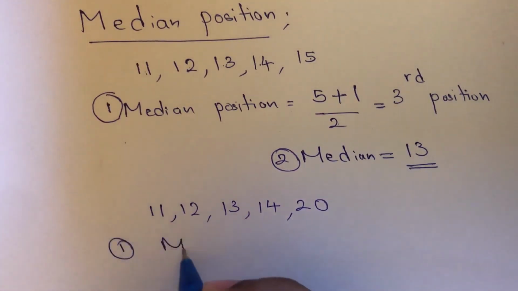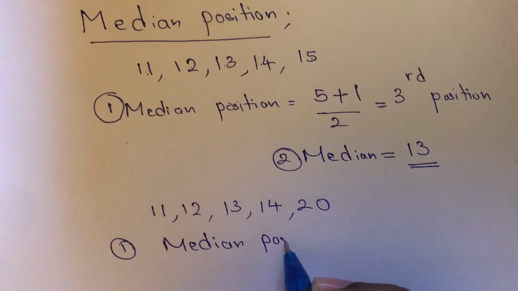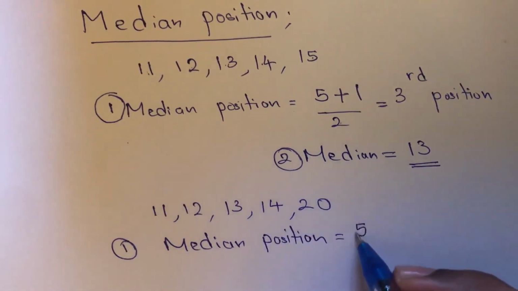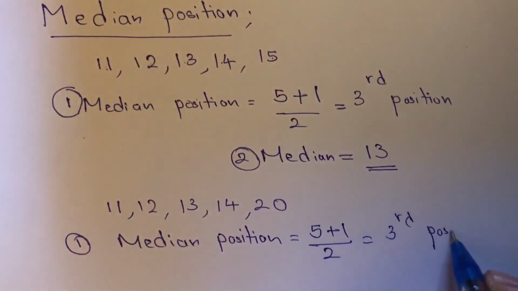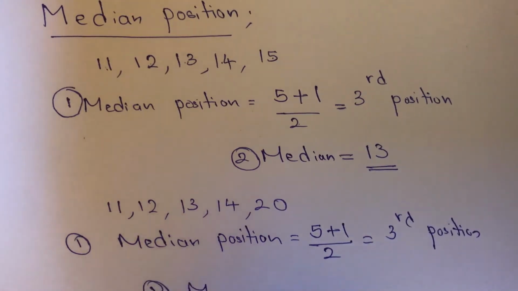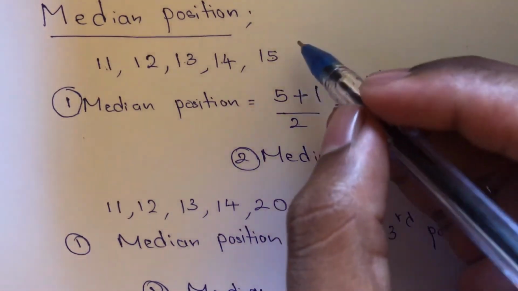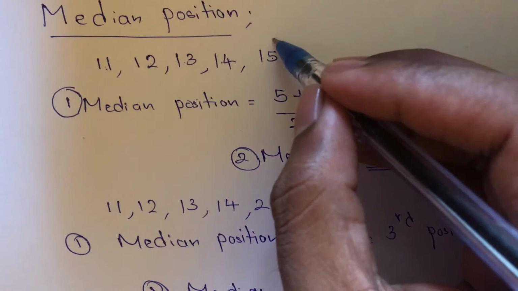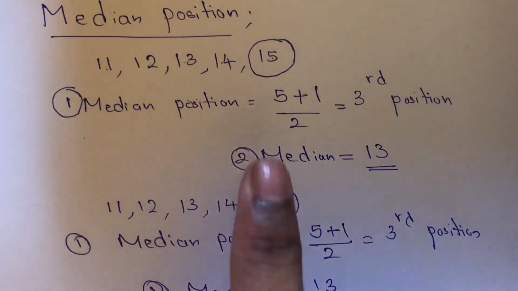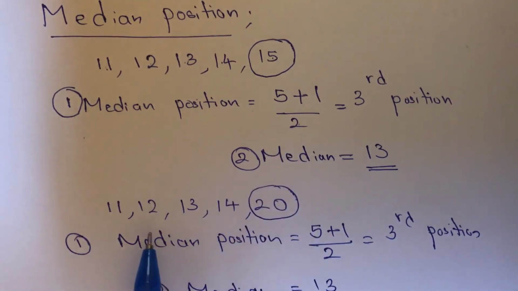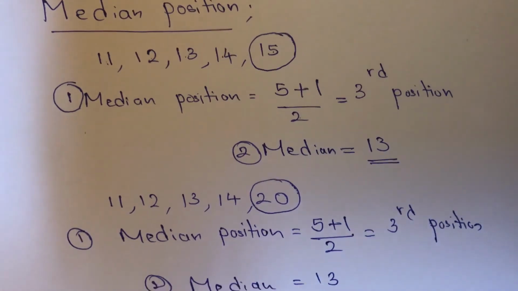First you calculate the median position. Again, there are only 5 numbers here, so you add 1 to that, divide it by 2, you get the third position. So your median is 13. Now notice that in the first data series the last value was 15. Here the last value was 20. So it's obviously different. However, this shows that the median is not affected by extreme values or outliers.